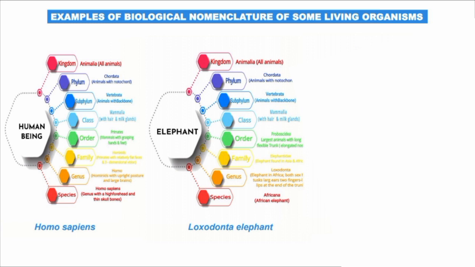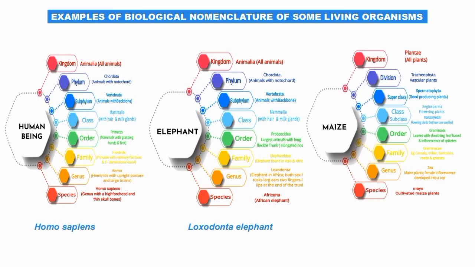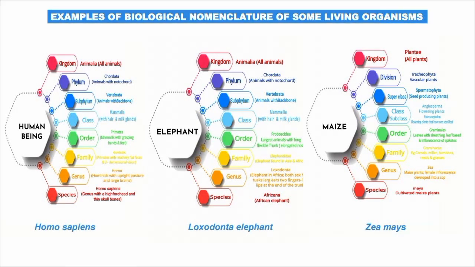And the next one we're going to talk about is maize. That is Zea mays. That is normal maize. As you can see here, maize. They belong to kingdom plants, Plantae. This is all plants. Division, they have division. Phylum, they belong to Tracheophyta. We are going to talk about Tracheophyta very soon. And they have superclass. They belong to superclass Spermatophyta. These are seed producing plants. They produce seed. And the class, subclass, okay?